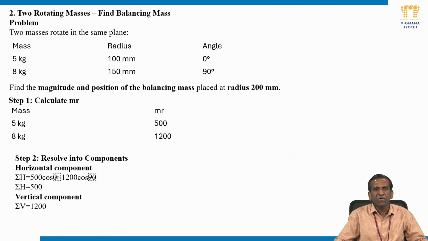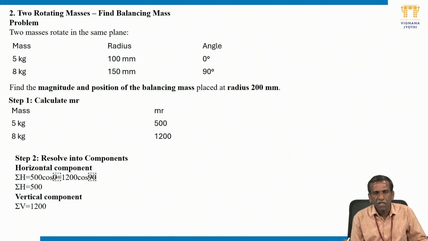Now coming to two rotating masses. In this case, the two masses rotate in a single plane only. One mass is 5 kg at 100 mm radius, rotating at an angle of 0 degrees at that instant. The second one is 8 kg, located at a radius of 150 mm from the axis of rotation of the shaft, with an orientation of 90 degrees.